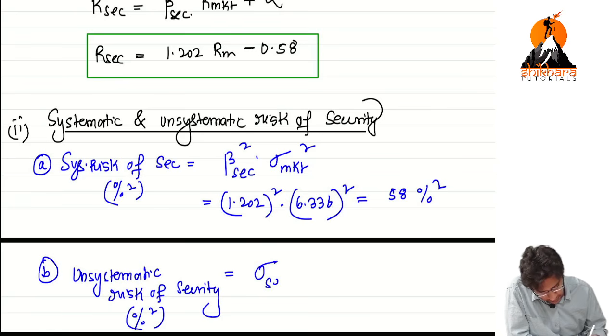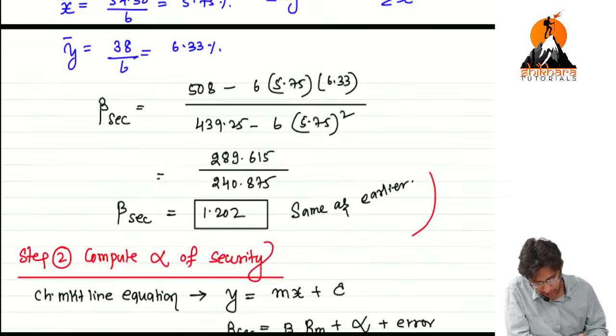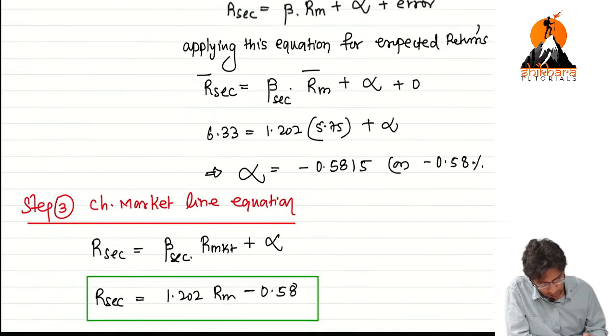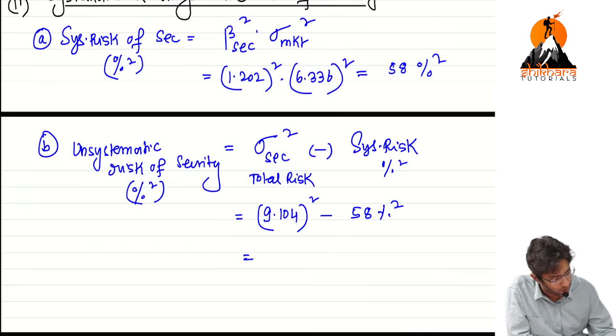What's the formula? Sigma of security squared is the total risk. From total risk, you have to eliminate systematic risk. Total risk we worked out somewhere. Sigma A is 9.104, another standard deviation. These are squared terms. 9.104 whole squared minus 58 percentage squared. That is 24.8828 percentage squared.